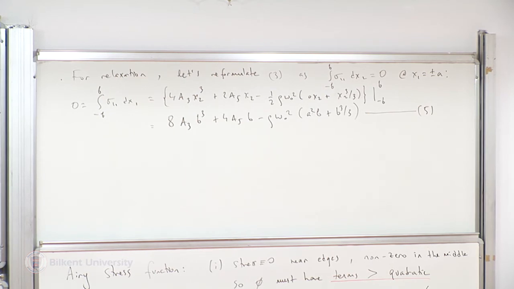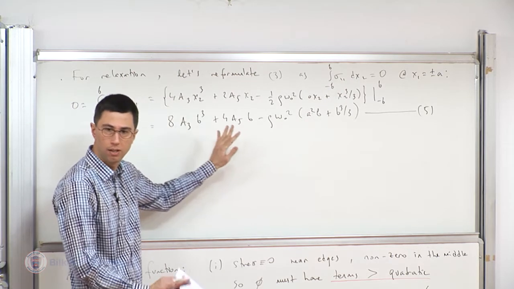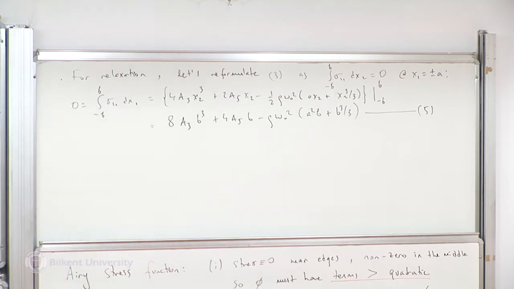Now, unlike the previous form, I cannot immediately conclude that A3 has to be equal to this and A5 needs to be equal to that. Rather, here, what I have is some relation between A3 and A5. Okay, so I'm in a slightly different scenario presently.